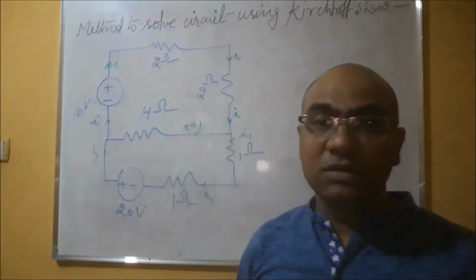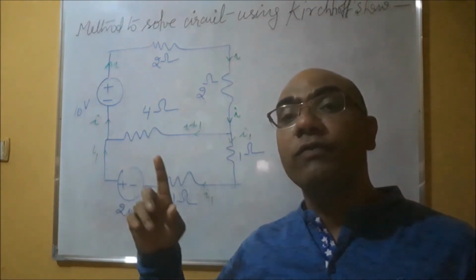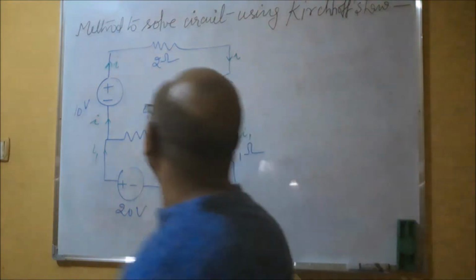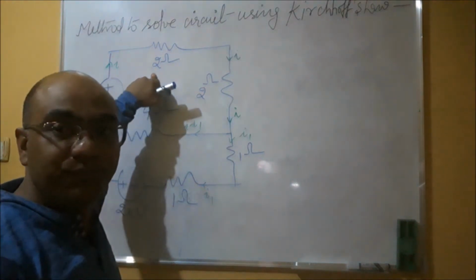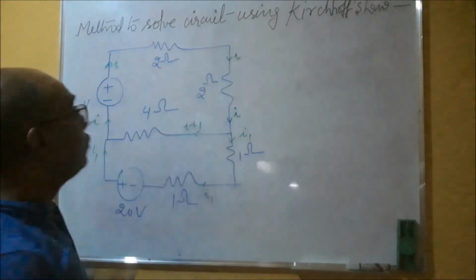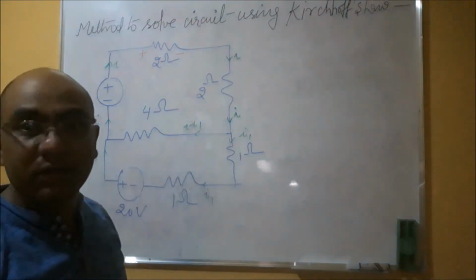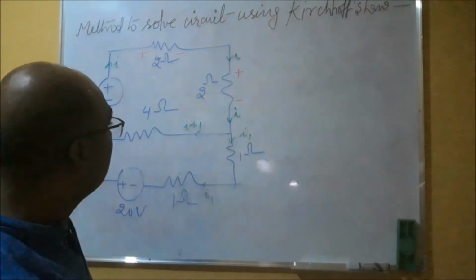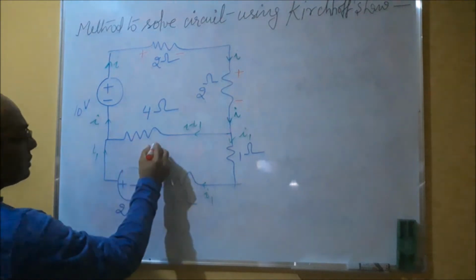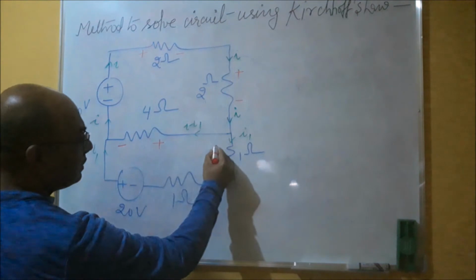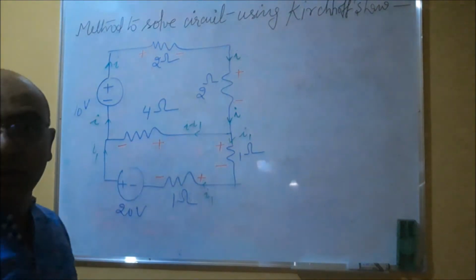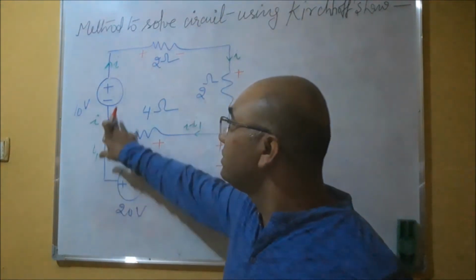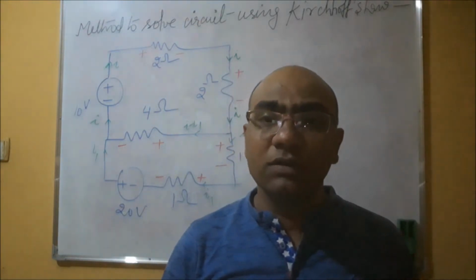Now come to the third point. What is the third point? Show the polarity of each component in the circuit. In this 2 ohm, the current is going from this point to this point, so this is plus, this is minus. In this 2 ohm, the current is coming down, so this is plus, this is minus. For this one, the current is going from this side to this side, so this is plus, this is minus. Similarly here, this is plus and this is minus. If you want to show the polarity of the voltage source, you can, otherwise it is obvious: this is negative, this is positive. So this point is over.